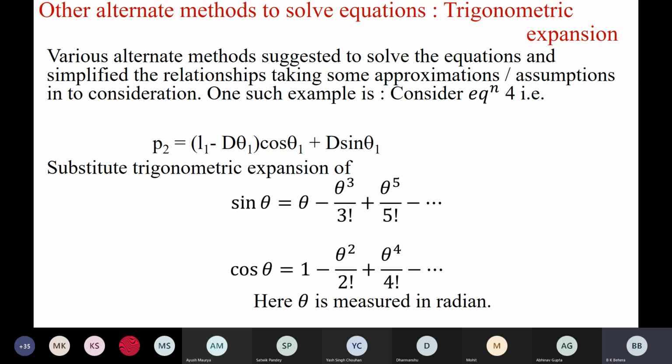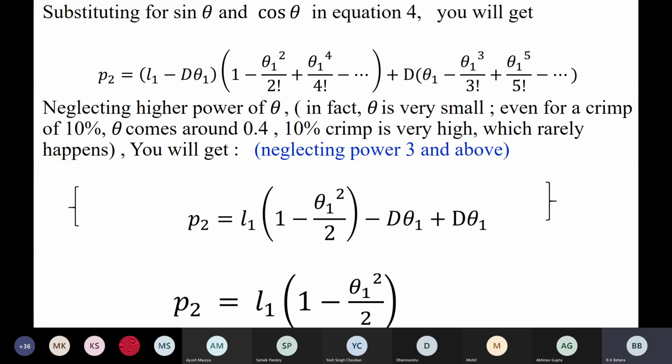Expand sin theta and cos theta. Trigonometric expansion: sin theta is theta minus theta cubed over factorial 3 and so on. Similarly, cos theta. Here theta is measured in radians. Last class I also told you this is nothing but the weave angle. And if you substitute this sin theta and cos theta value in this equation, you will get P2 is equal to this much.